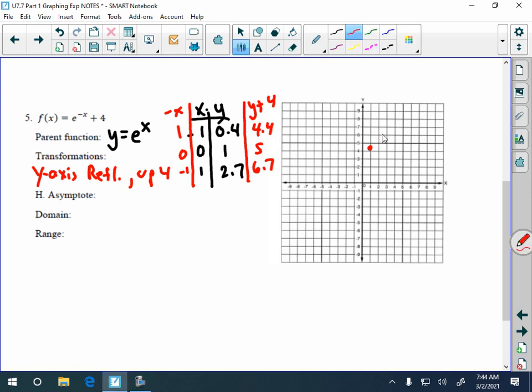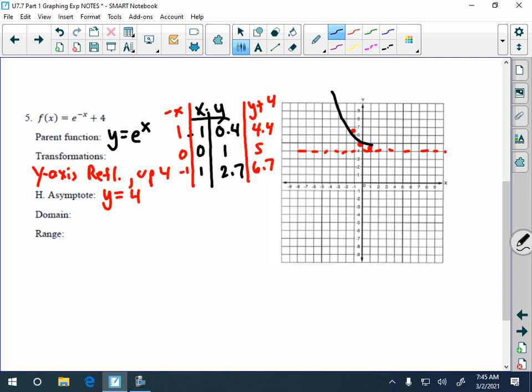So this point right here is not right. All right, so let's do this again. 1, 4.5, 4, 0, 5 should be there, and then I did it as 2, 5. So 0, 5, and then negative 1, 6.7, that's up there. Our asymptote, y equals 4. Put our dotted line in there, y equals 4.